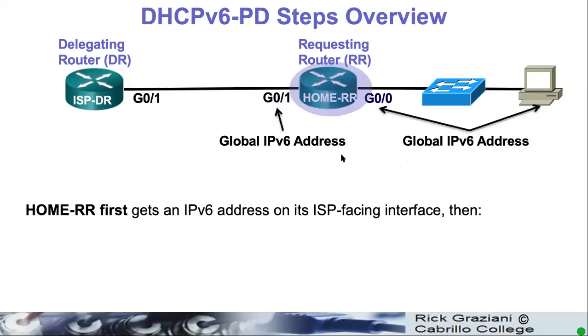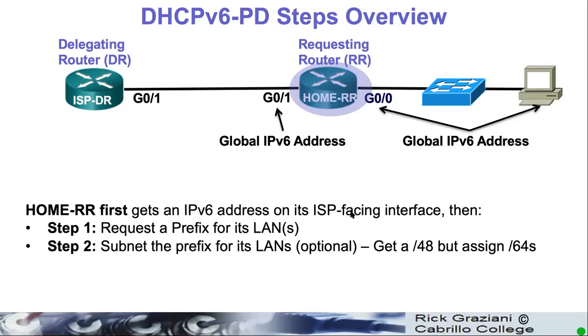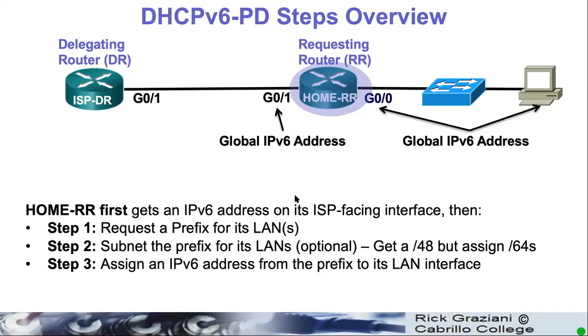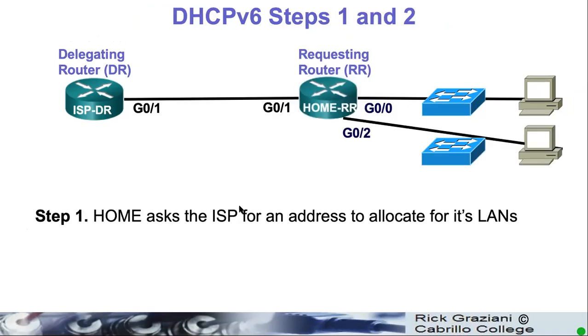All right, so let's take a look. First of all, the home router needs an IPv6 address for its interface connected to the ISP. So it's going to request that, and at the same time, it's going to request a prefix for its local area network. And we're going to see how this works. A subnet prefix will be given to the router to assign to its home devices, and it will then use that to send out a router advertisement with the prefix. We'll see how this works in just a moment.